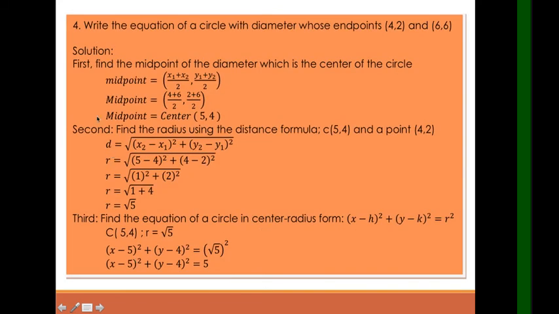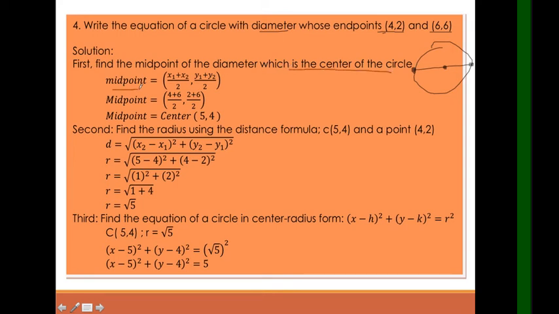Okay, number 4. Write the equation of the circle with the diameter whose endpoints are (4, 2) and (6, 6). So in our given, the endpoints of the diameter of the circle are (4, 2) and (6, 6). If this is the circle and it has a diameter, one point here is (4, 2), and the other point here is (6, 6). So let's find the center. To find the center, we will use the midpoint formula. So, find the midpoint of the diameter, which is the center of the circle.